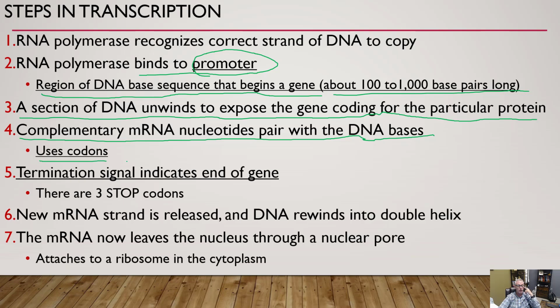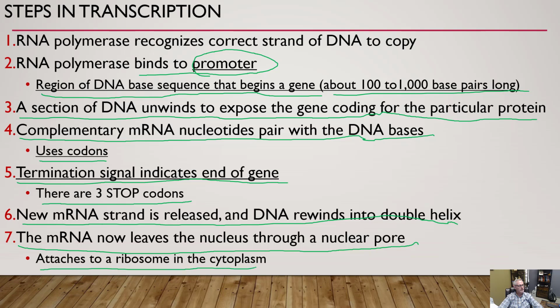It uses codons. And we'll talk about codons later on. But again, we have to know when to start and when to stop. And I'll tell you right now, there's 1 start codon and 3 stop codons. Once we've started and once we've stopped creating our messenger RNA strand, that messenger RNA strand is released, and then that DNA strand winds back up into that double helix. That mRNA strand leaves through the nuclear pore and attaches to the ribosome in the cytoplasm. That ribosome will go to the rough endoplasmic reticulum, Golgi apparatus, get packaged into vesicles, and possibly leave the cell for wherever it needs to go.